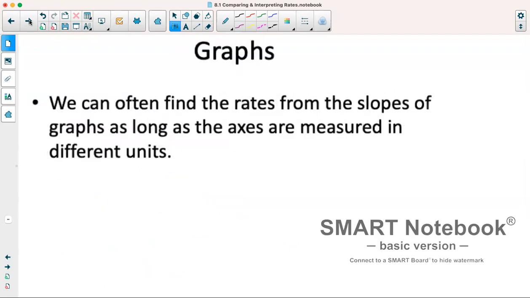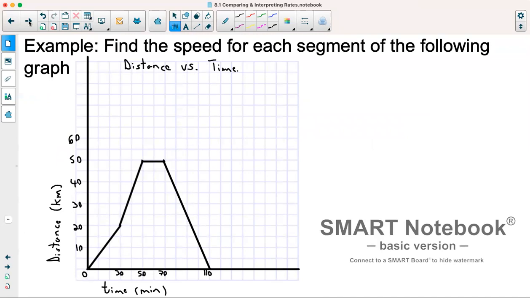Now we can often find rates from the slopes of graphs, because typically we have one unit on one axis and the other axis has a different unit. So when we do our rise over run, we're going to have one unit over a different unit. Now we want to find the speed for each segment of the following graph. Typically we want to do speed in kilometers an hour, so we will have to do some adjustments to our time to convert to hours. So first segment, segment A, is here, then we'll figure out B, C, and D.